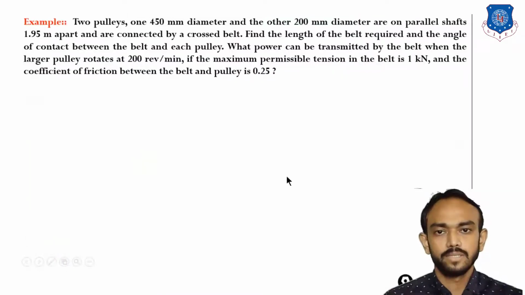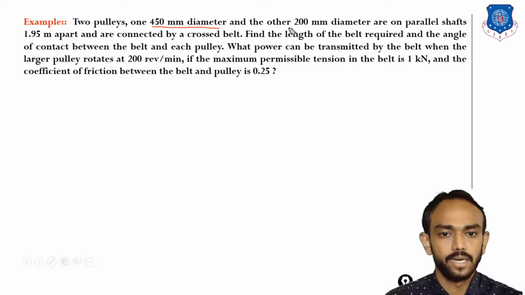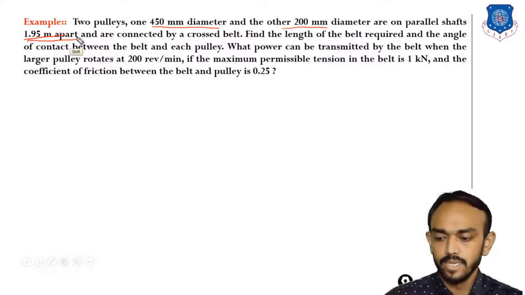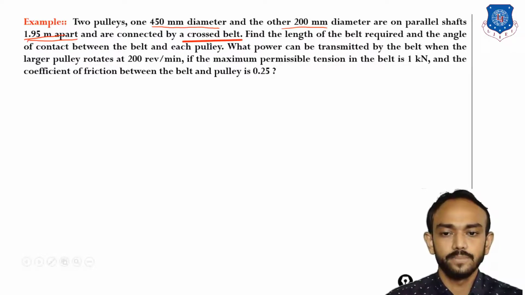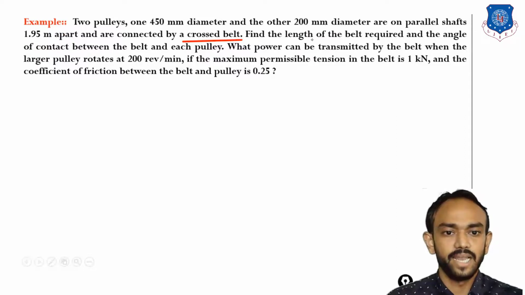Let's solve this simple example. Let's first read the data. Two pulleys, one is a 450 mm diameter, so diameter is given, and the other is 200 mm, are on parallel shafts 1.5 meter apart, meaning the distance between two pulleys is given, and are connected by a cross belt. Remember this, there is a cross belt type of arrangement. So first of all, find the length of the belt.